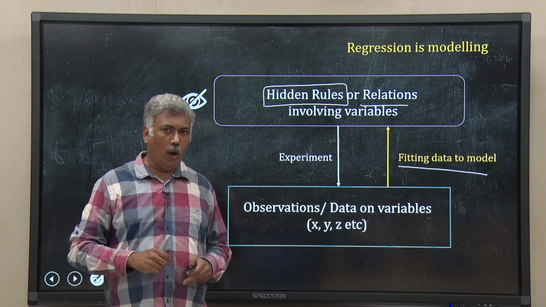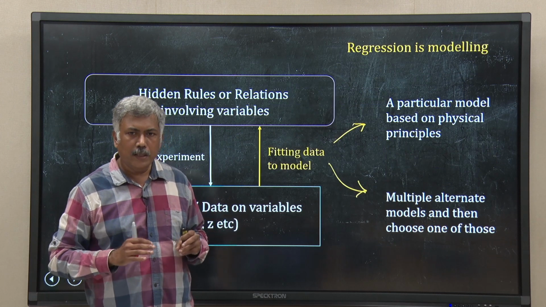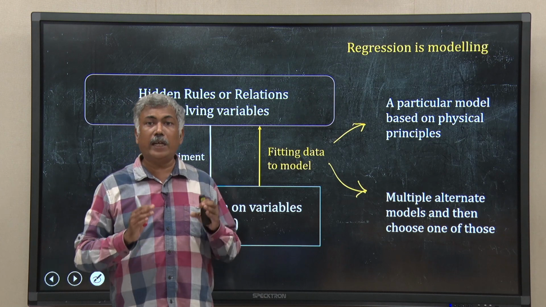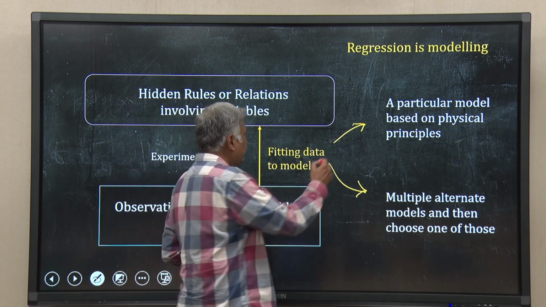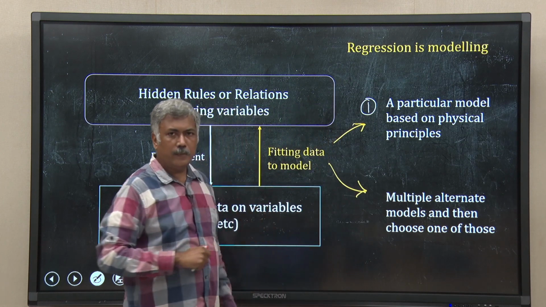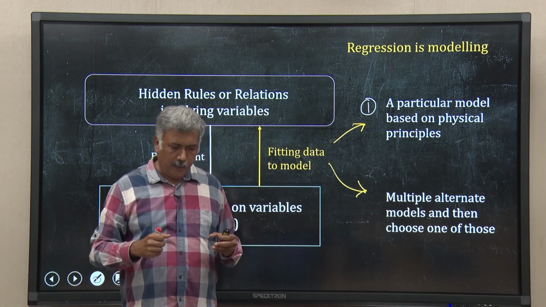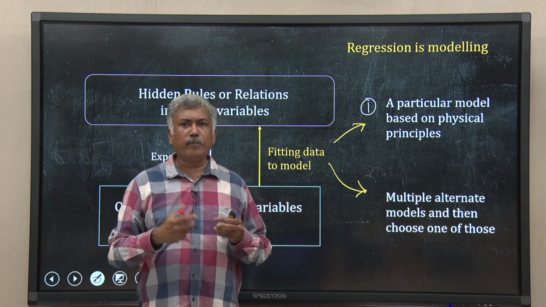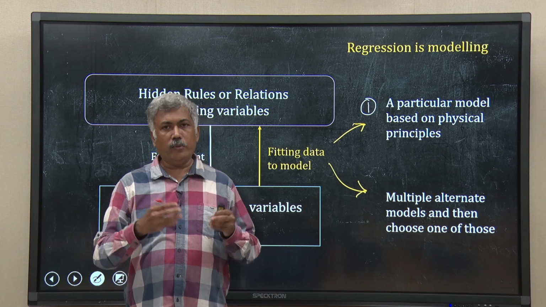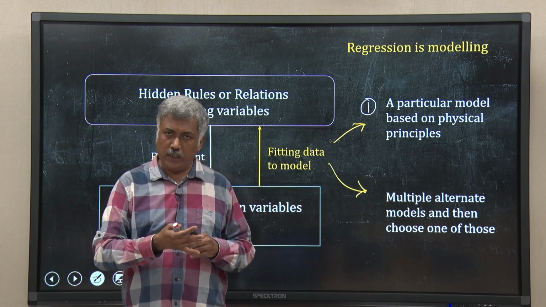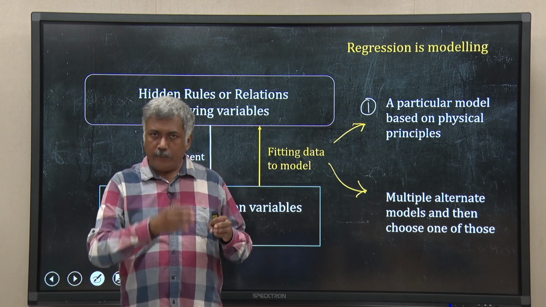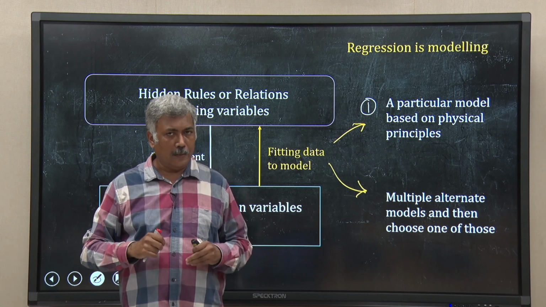Now, you have 2 options broadly. One is you take a particular model which is based upon physical principles that you believe is correct in this case. This is my first case, a particular model based on physical principles. What do I mean by that? Suppose you have measured the absorbance of different concentration solutions of DNA. So, you have 2 things, one variable is concentration, the other variable that you have measured is the absorbance. So, you have absorbance versus concentration data.